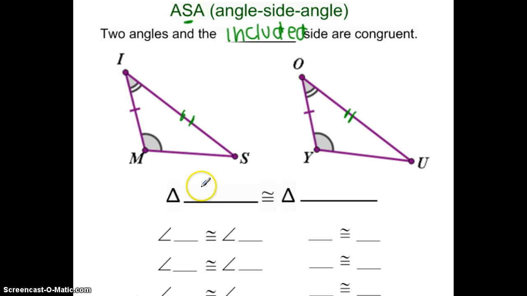Okay, so let's call this first triangle MIS. Okay, so I'm starting here with my first angle, going to my double hashed angle, and then ending with S. So here I have to start with my single hashed angle Y. I'm going to my double hashed angle O, and I'm ending with U. Okay, so we're showing that all the parts are congruent to each other. By angle, side, angle, then we can go ahead and fill in the other corresponding parts of the congruent triangles.